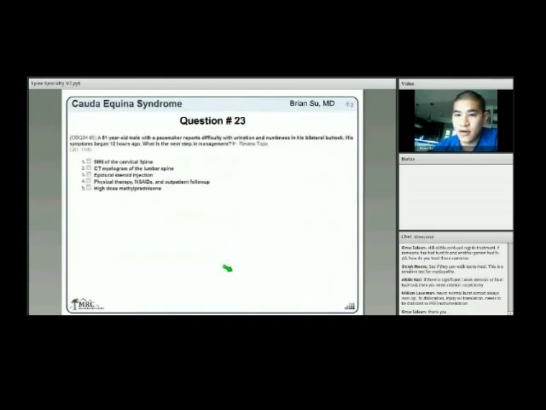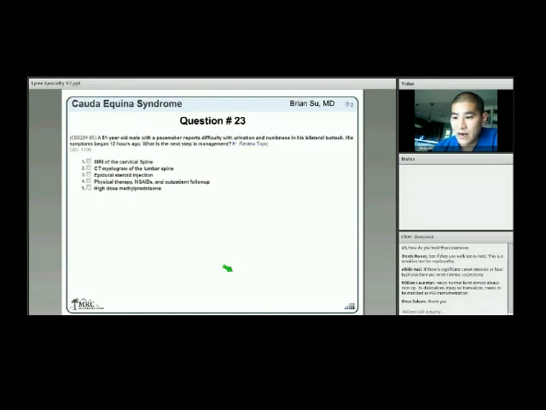Next topic is called Cauda Equina syndrome. 51-year-old gentleman with a pacemaker reports difficulty with urination, numbness in the bilateral buttock. Symptoms began 12 hours ago. What is the next step in management?